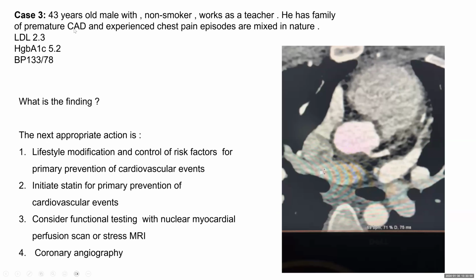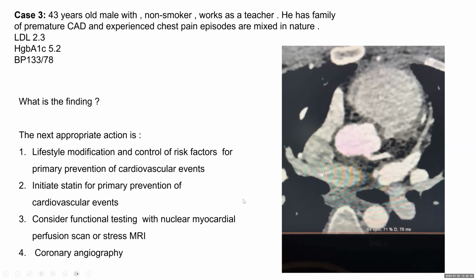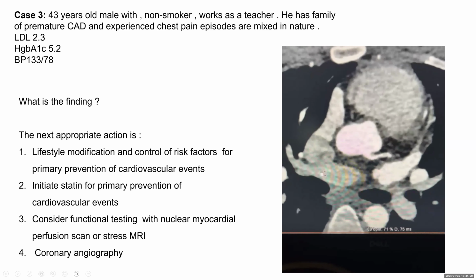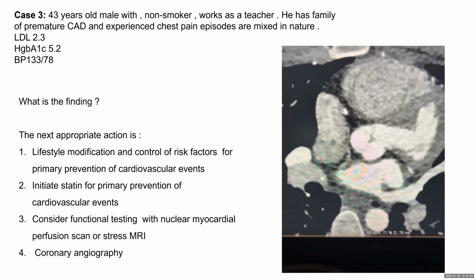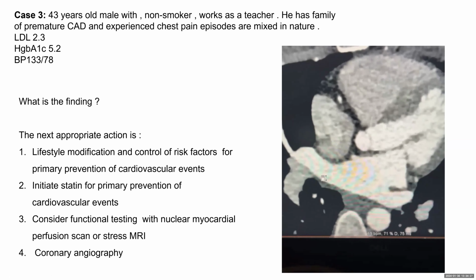He has a family history of premature coronary artery disease and experienced chest pain episodes, mixed in nature. His LDL is 2.3, his hemoglobin A1C is 5.2, and his blood pressure is 133/78. So this is his coronary CTA. So you can describe what you see. I think this is probably straightforward.